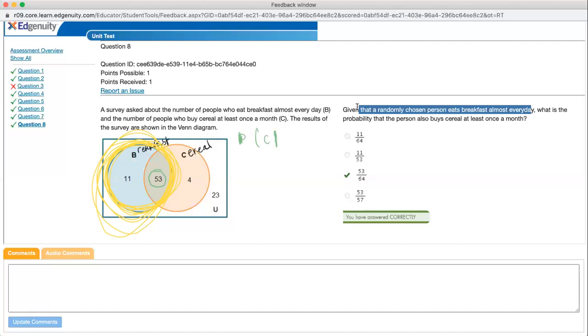So if we look at this, probability of cereal given breakfast would be probability of cereal and breakfast over probability of breakfast, right? Now, if you don't like those formulas, you're looking at how many people like the cereal out of the total. So this is 53 out of how many people like cereal total, which is 53 plus 11, which is 64. And that's where you get that one right there.